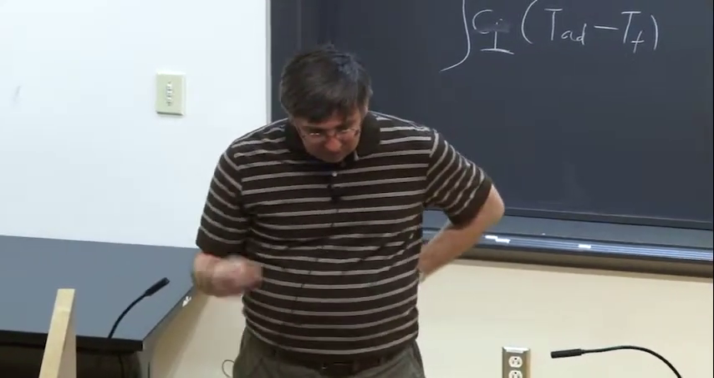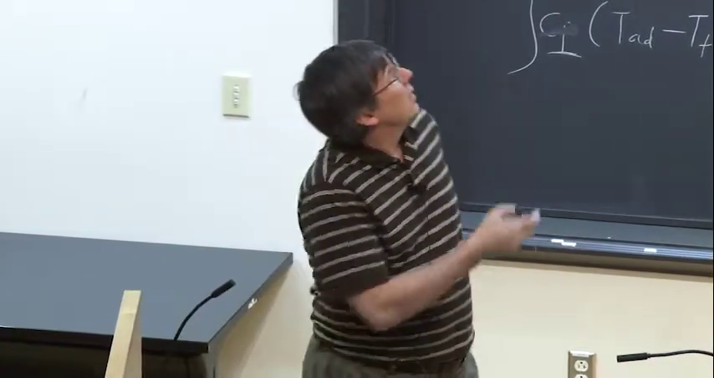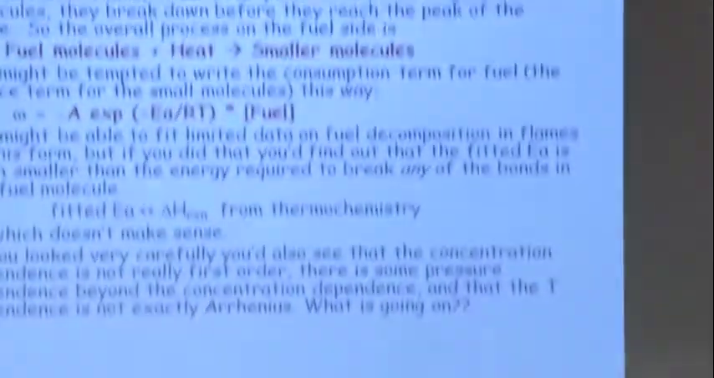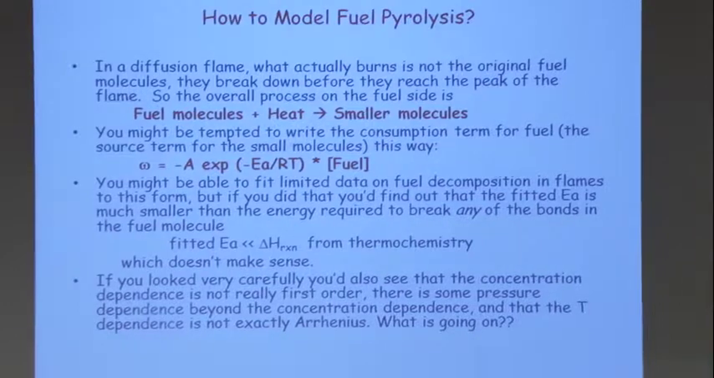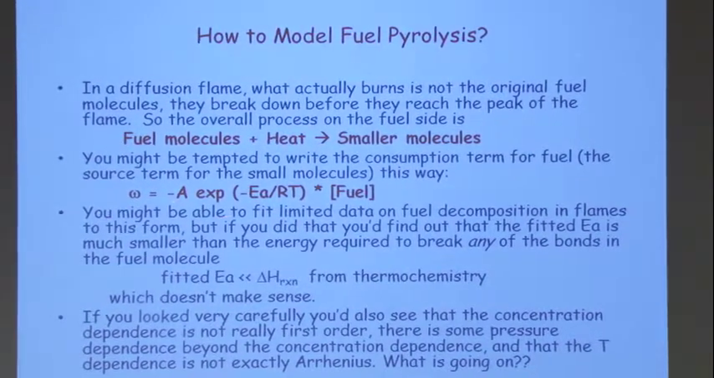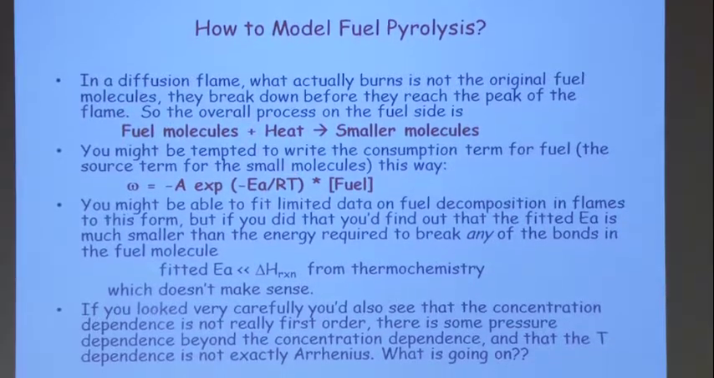Now, you might be tempted to try to write down this chemistry. Okay. Fuel molecules plus heat goes to smaller molecules. You might be tempted to write it with just some kind of omega for fuel and say it's some kind of Arrhenius form times the concentration of fuel. And maybe some of you have actually done this. This is like a single-step chemistry kind of model. And you might actually be able to fit some limited data on the fuel decomposition of flames to this form.